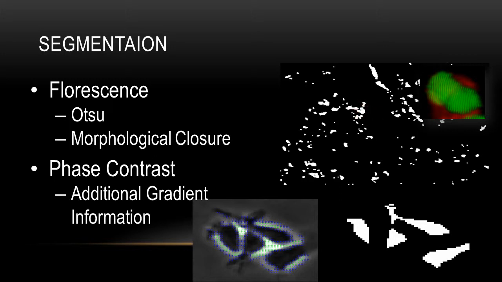In phase contrast images, we also have the problem that the interior of a cell sometimes looks very similar to the exterior of the cell. So you have to use some kind of gradient information where you look across this border to find the cell.